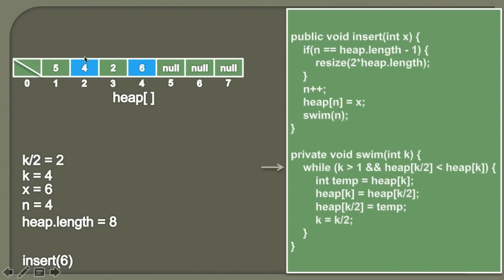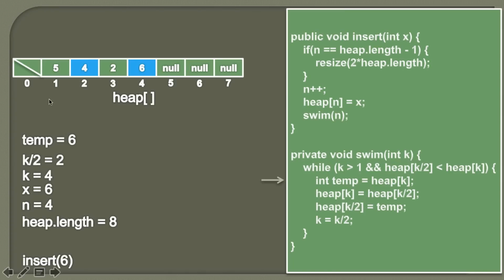So now we'll simply compare these two values and we'll check that whether value at parent is less than the value at child or not. So here you can see 4 is less than 6, therefore it is not satisfying the heap order property. So the condition in while block comes out to be true. So friends, now we know that we have to swap these two values. So we'll simply perform swap.